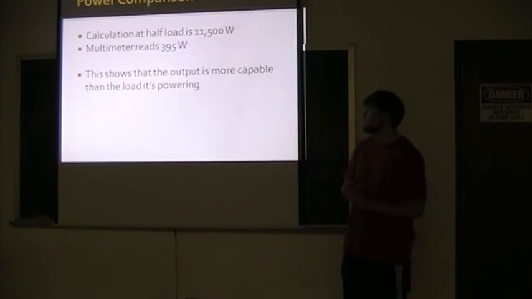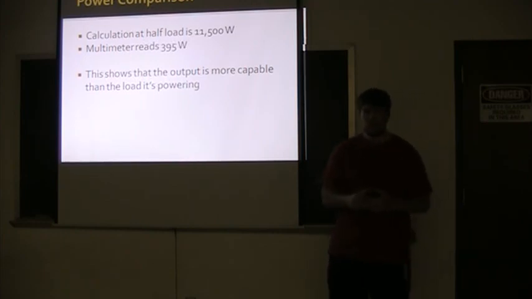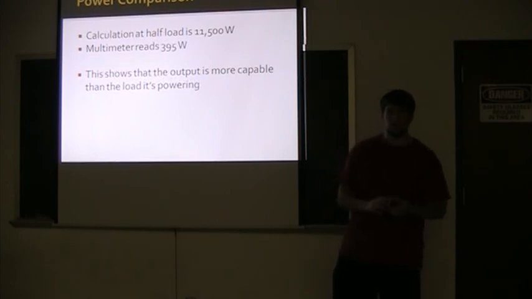Okay, for the power comparison, what we calculated from the half load was 11,500 watts. But when we put the multimeter on it, we got 395 watts. So this showed that the load we were testing was only 395 watts, but we were capable of 11,500. So we could actually handle much more.